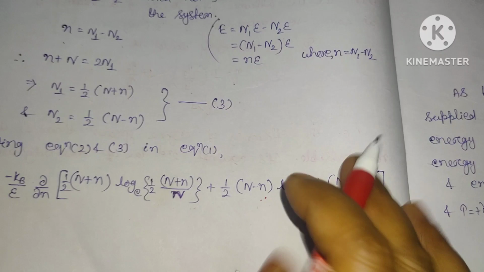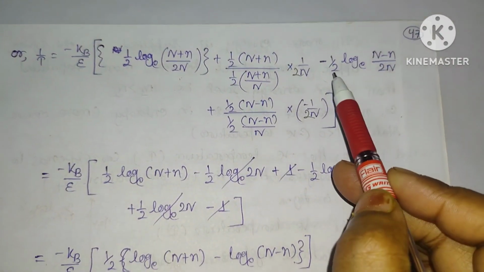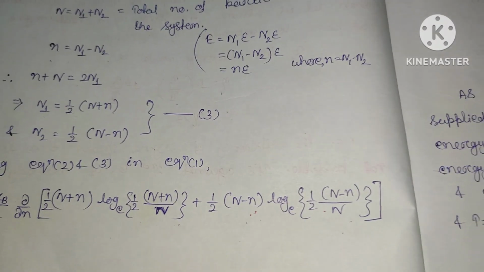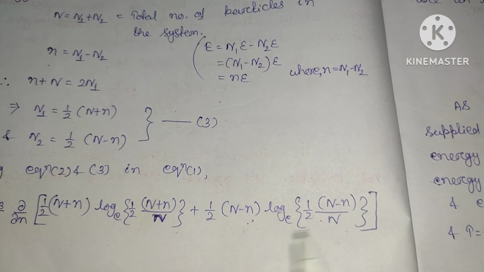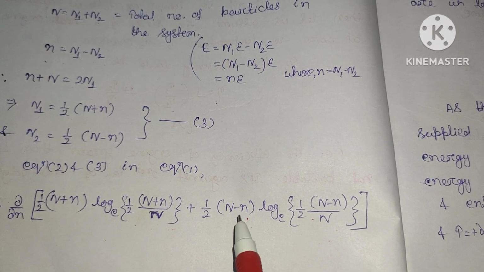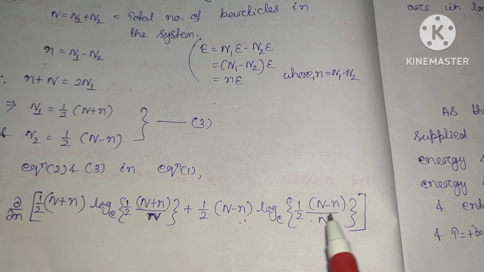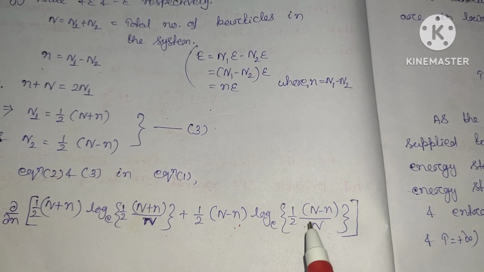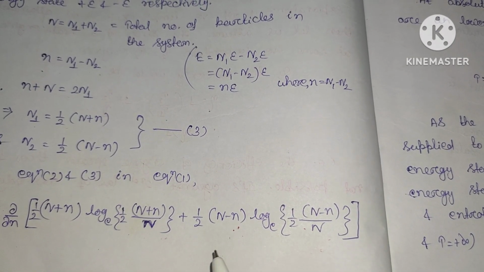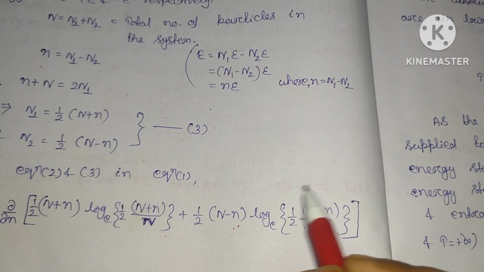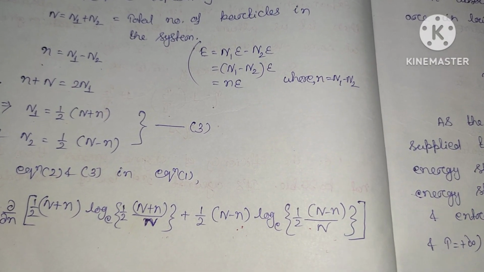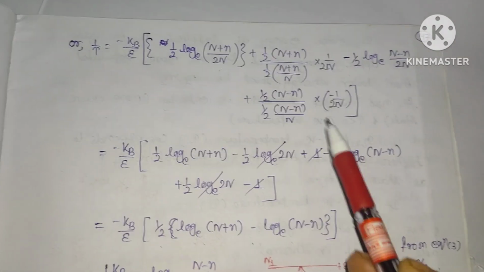and the second term will be, this is your first term, minus half log e (n minus n) by 2n, and the second term will be, this is u into v, so this will be 1 by (2n minus n) divided by the derivative of log, which is 1 by this much, so 1 by (2n minus n), divided by this half n minus n, divided by n into the derivative of this much, which will be minus 1 by 2n. So here you can see this.